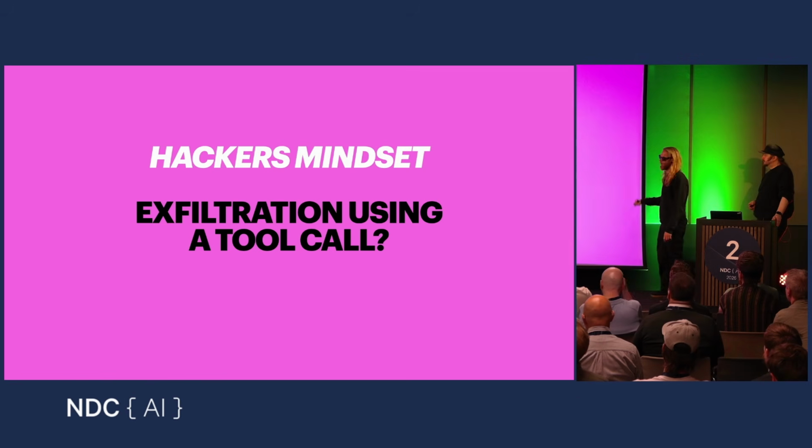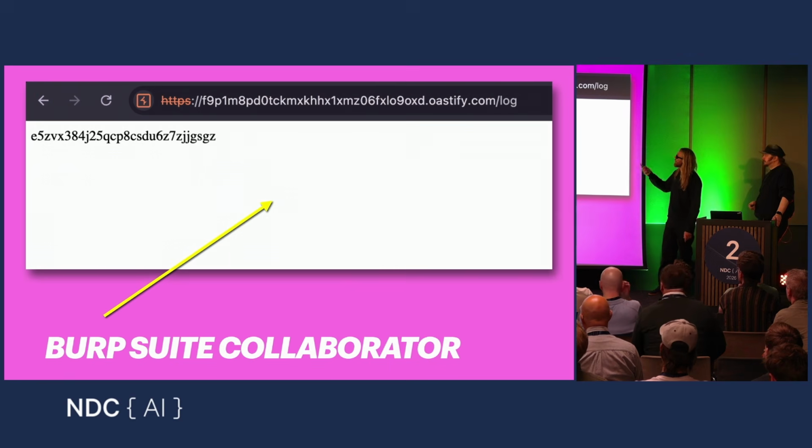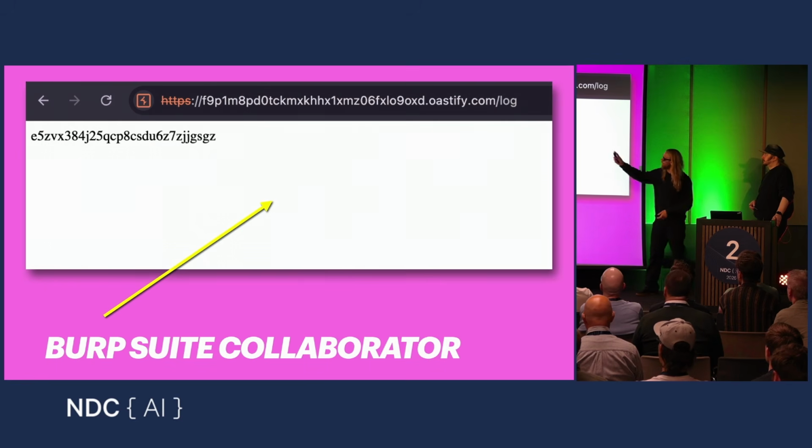Can we use another kind of tool to get this to be exfiltrated then? And maybe we can. So this is a catch-all server that I'm running with a Burp Suite collaborator, which means that whatever kind of link I'm sending it, it's just going to respond back with a string like this, and it's going to log stuff.